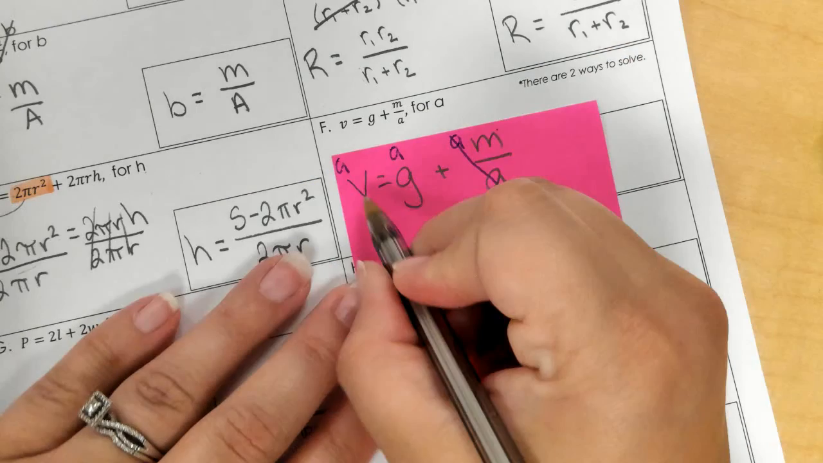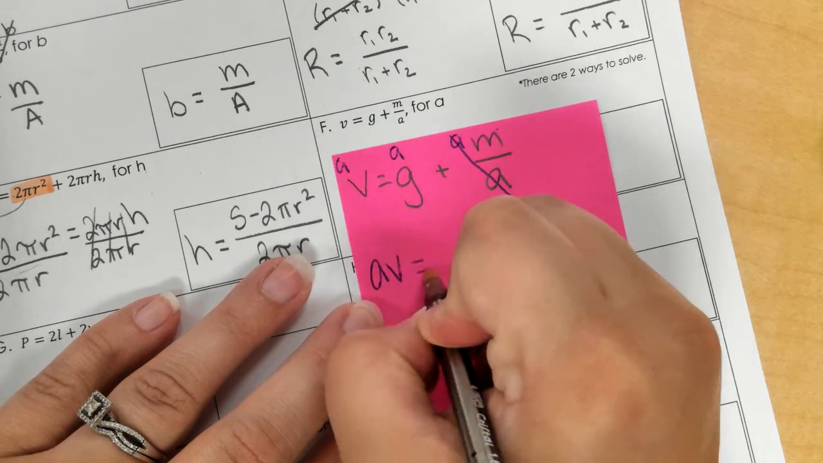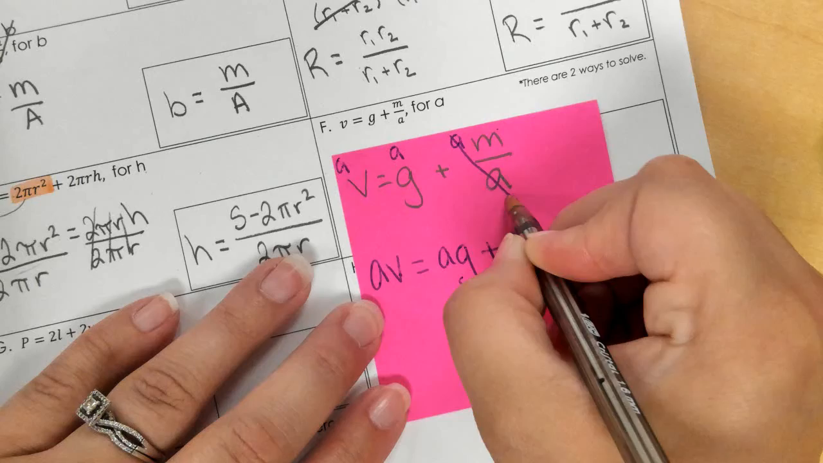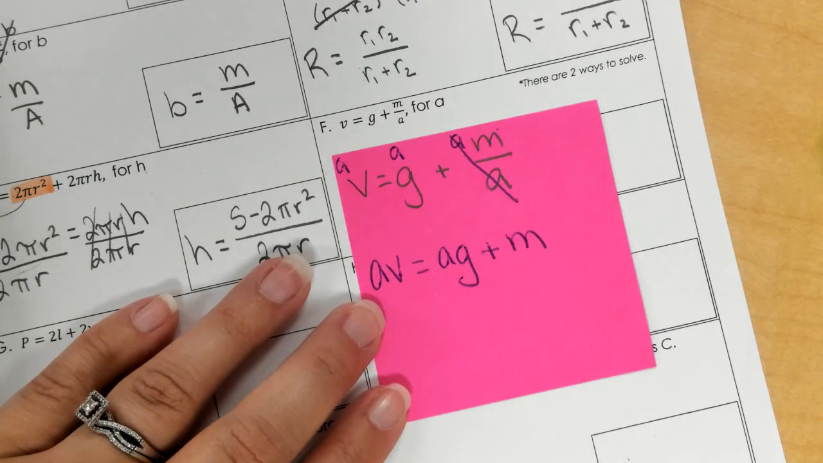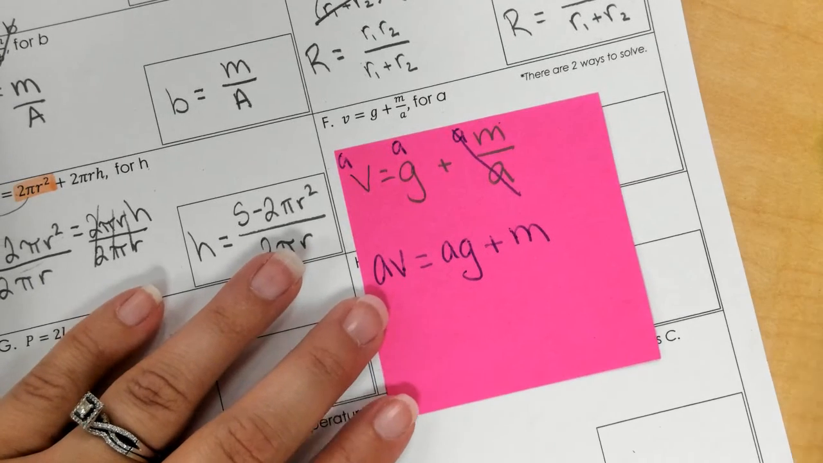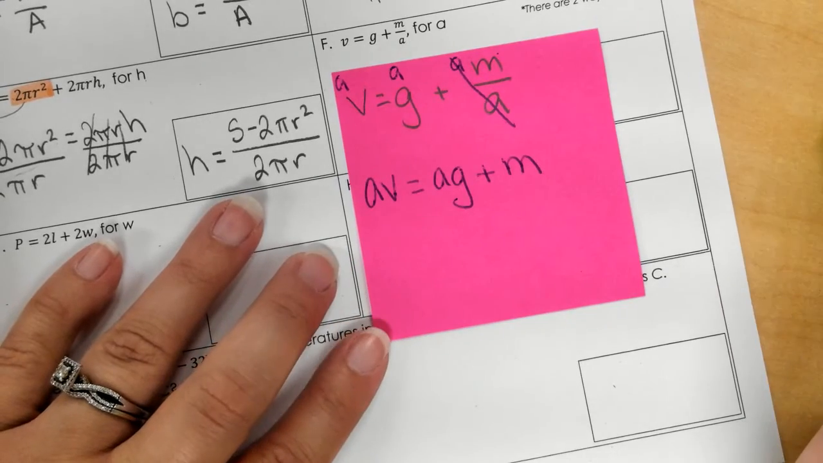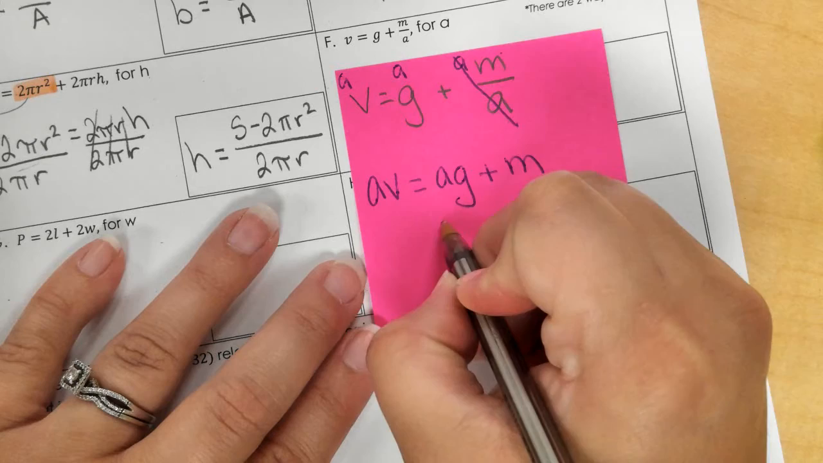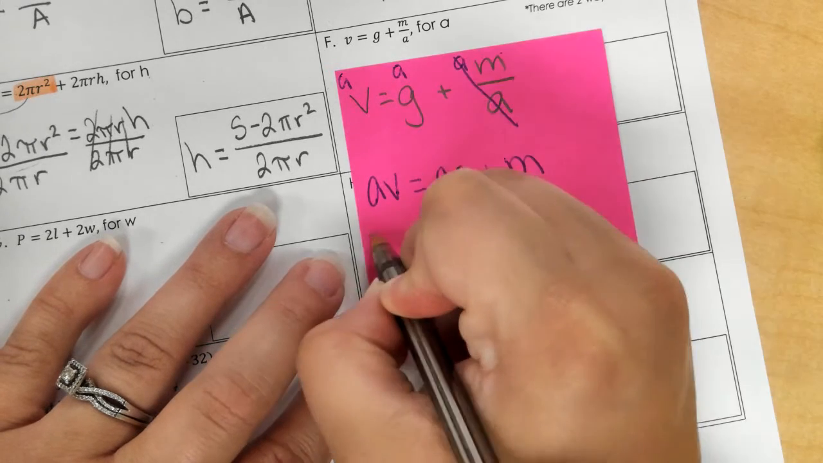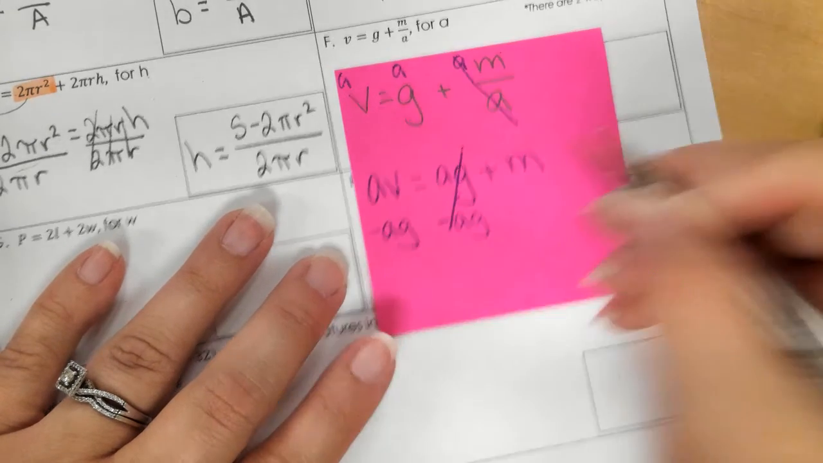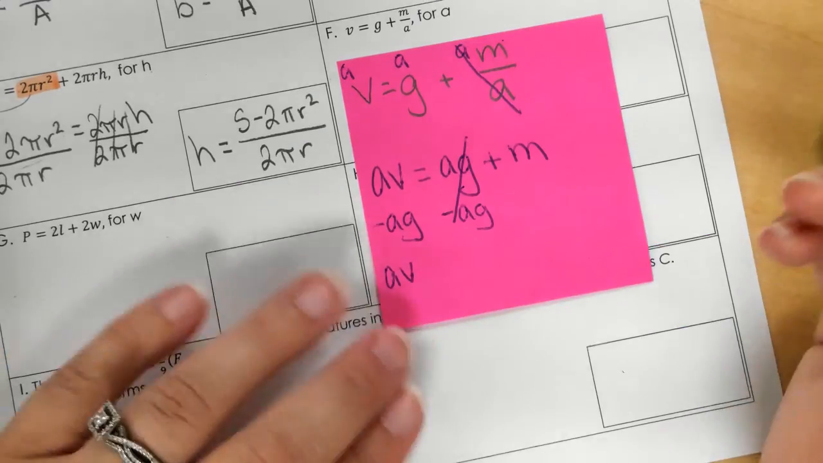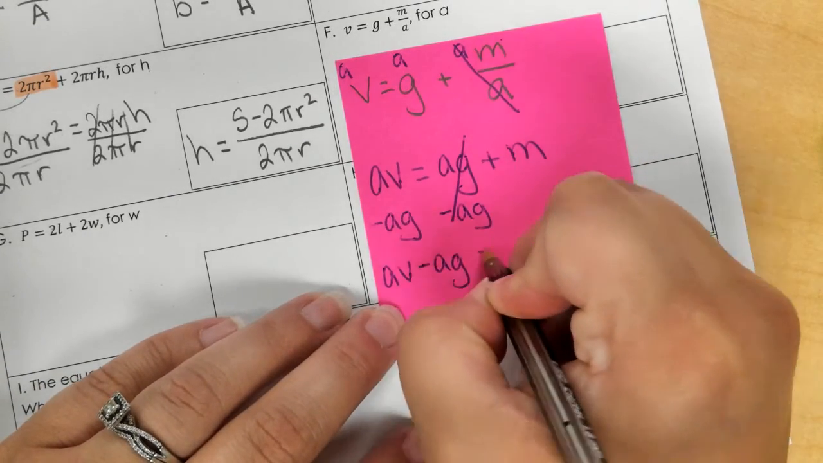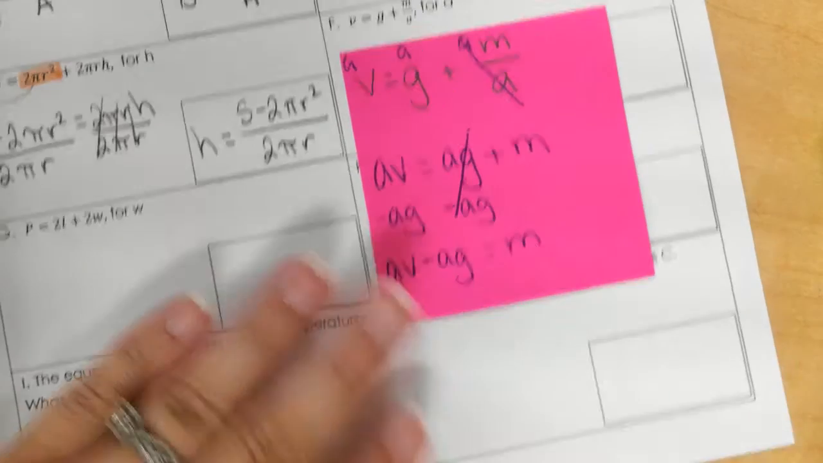So I have a times v equals a times g. A is canceled, so I just have m left. Then, to get the a by itself, I want the a's together. So I'm going to subtract ag, meaning that it's just going to be right next to it. So av minus ag equals m.